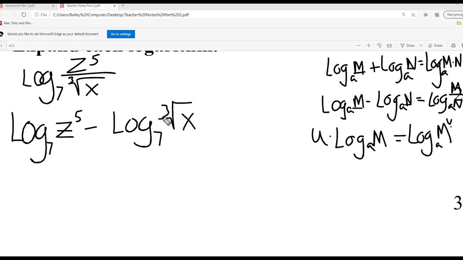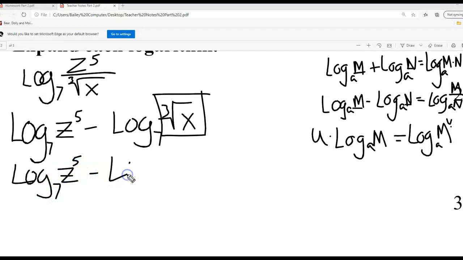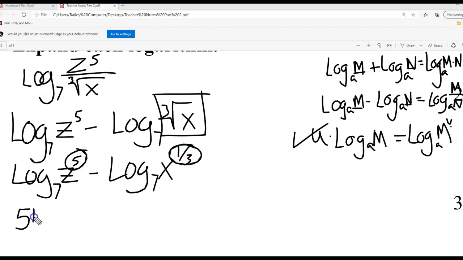Now, we don't like these cube roots, right? So what we're going to do is rewrite that as a 1/3 power. Same thing as a cube root, just written as an exponent instead. And then we're going to apply rule 3, where we take our exponents and move them to the front. So that's going to look like this.